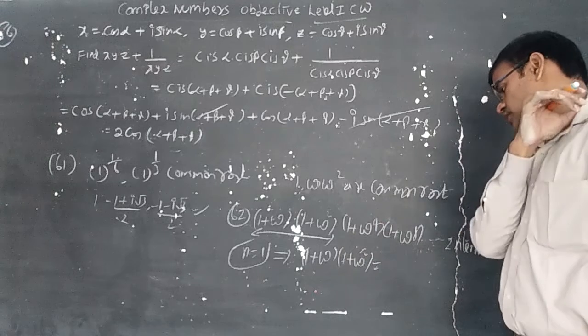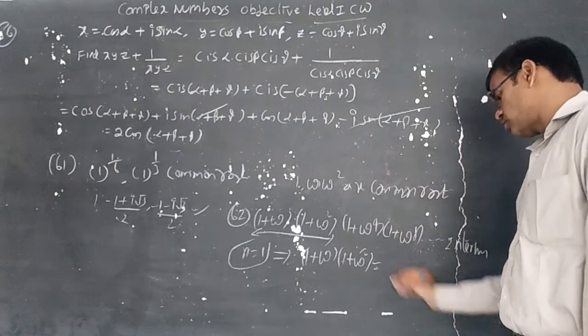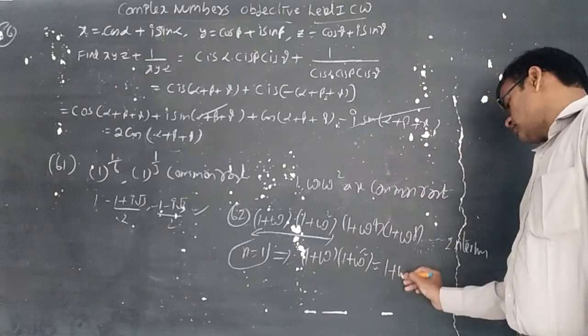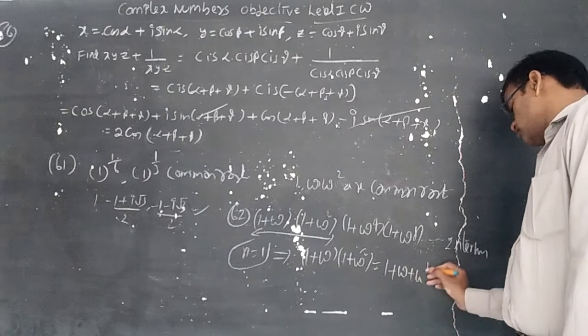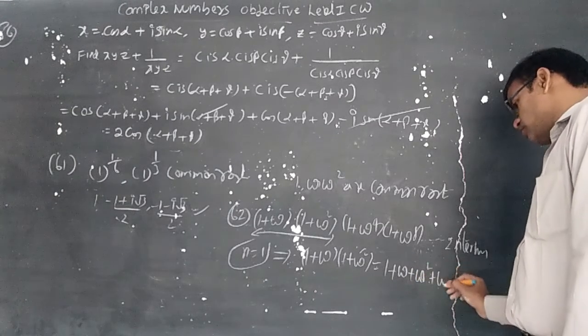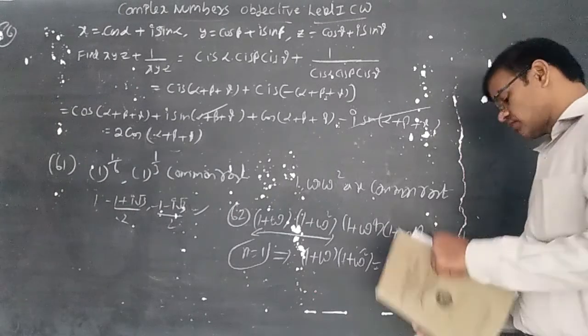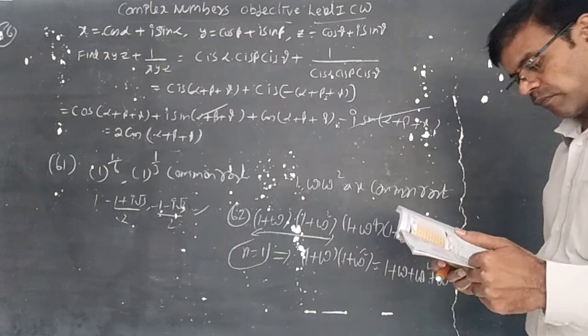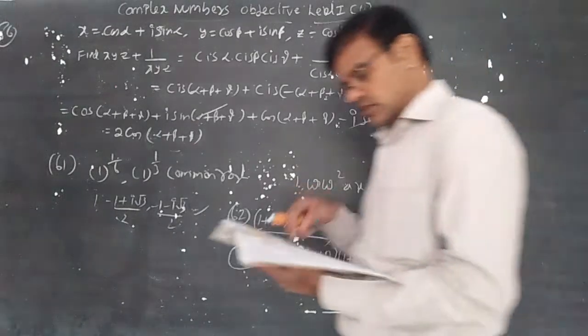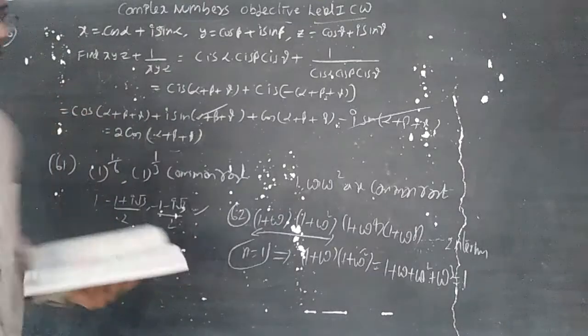Multiply here: 1 plus omega square plus omega cube. Of course it is 1. 1 plus omega square plus omega cube, so it is nothing but the value is 1. Yeah, only second option. Now 63rd question.